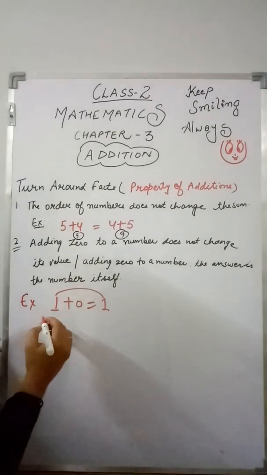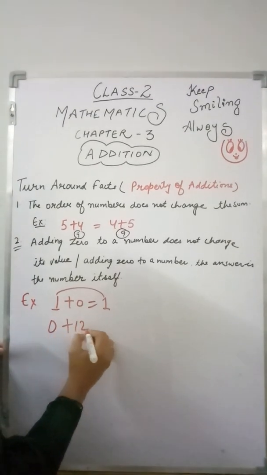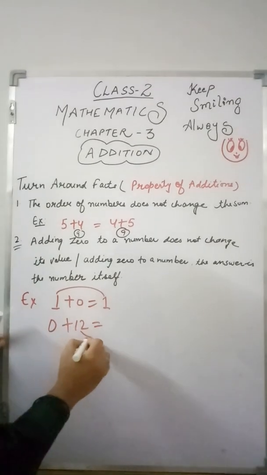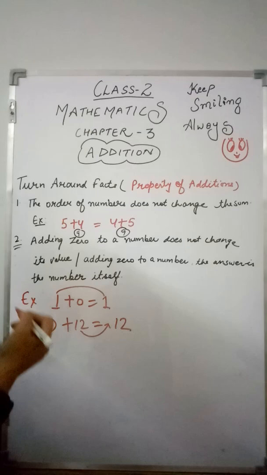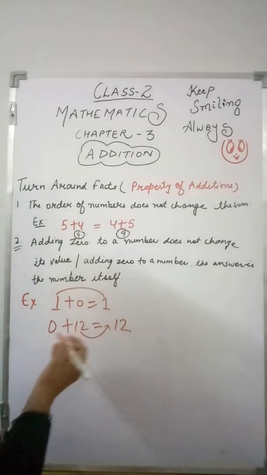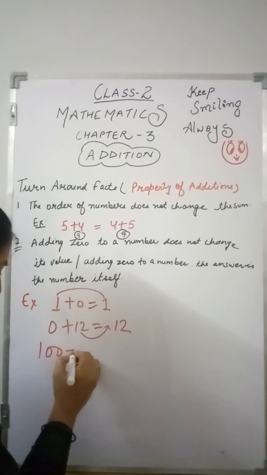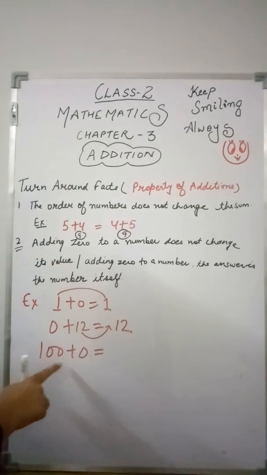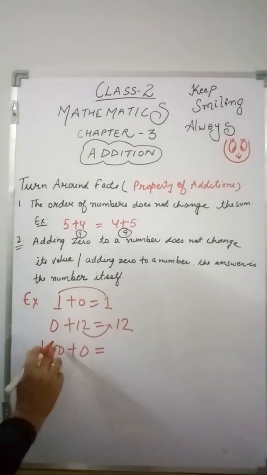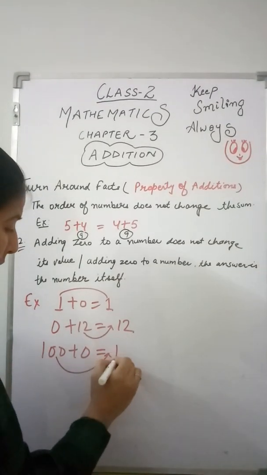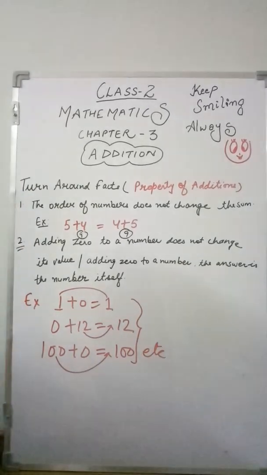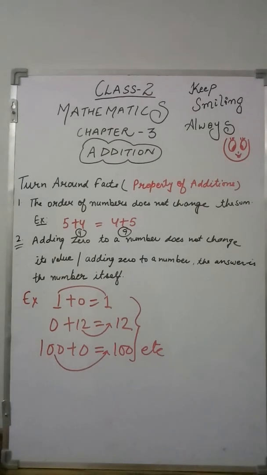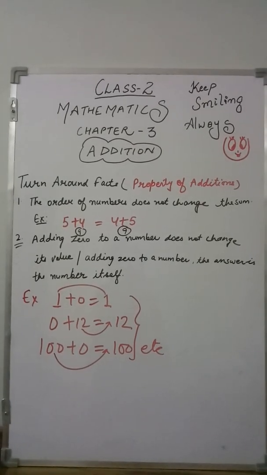Let's take another example. Suppose I have written 0 plus 12. In the same case, the answer is the number itself. You can take any bigger number also. In both the cases, the answer is the same. Suppose you take 100 also. In the same case, here 0 is added to 100. In this case, again the answer is the number itself. There are so many examples, but in all the cases, the answer is the number itself. This is the second fact.